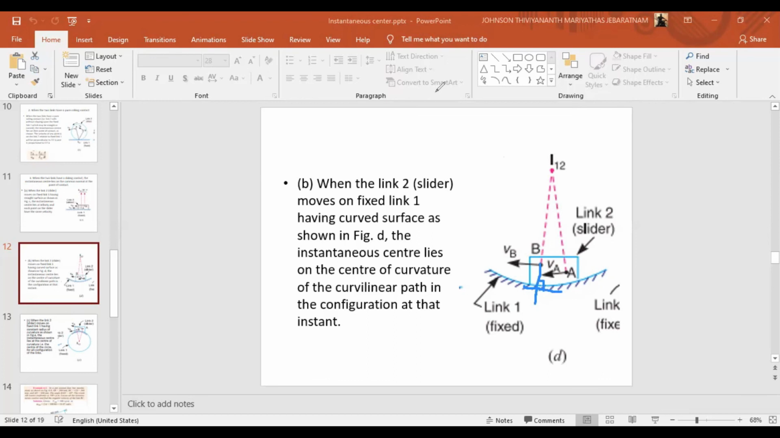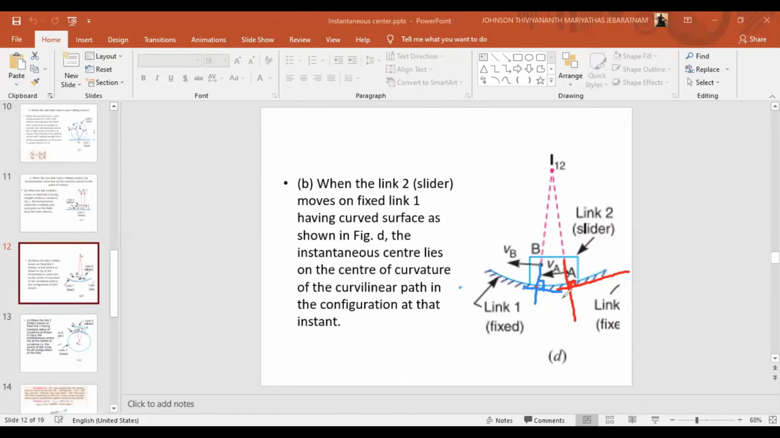In a similar way, if I extend the A also, I can extend like this. So this point of contact would be normal. This is 90 degrees. So this is how we determine it. Here the curvilinear path is shown, the slider is moving, the point of contact is here, and the line is drawn normal to this contact.